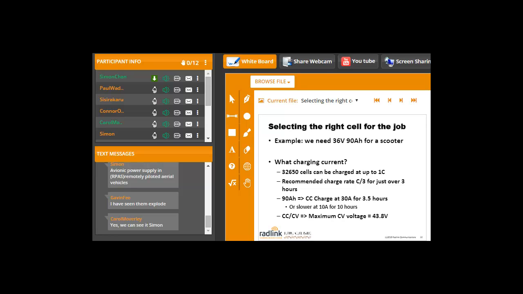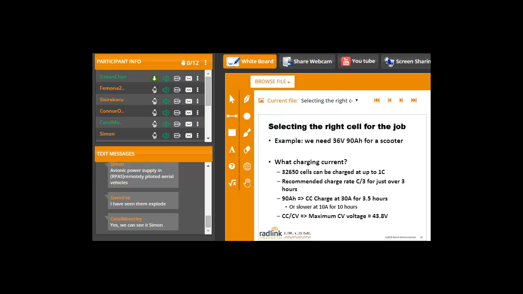Okay, let's move on. What sort of charging current can we deliver to this battery pack that we've just made, this 36 volt, 90 amp hour battery pack? Well, we know that the 32650 cells can be charged at up to 1C. In other words, if it's 5 amp hour cells, each cell can be charged at up to 5 amps. The recommended charge rate, if you don't want the cells to get too hot, is C/3, which means you charge them over 3 hours. So for a 90 amp hour battery, you divide that by 3. 90 divided by 3 gives you 30 amps.